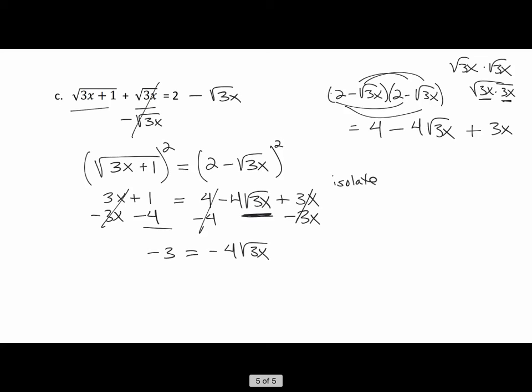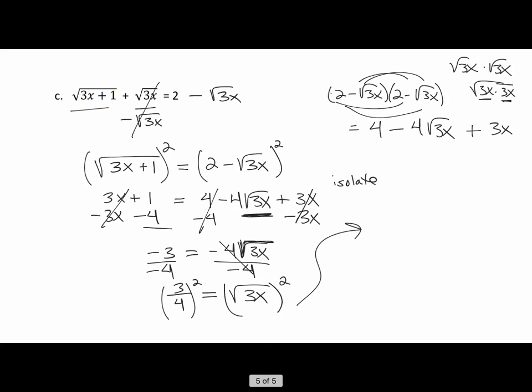So I still am not completely isolated. There's a minus 4 being multiplied by the radicals, so I need to divide negative 4 from both sides. Then I'll have just the radical on the right side here. And they're the same sign, so that'll be a positive 3/4 on the left. Now I can use the power rule, raise both sides to the power of the index, which is 2 here. So 3 squared over 4 squared is 9/16. And that leaves just the radicand on the right when I square the square root.